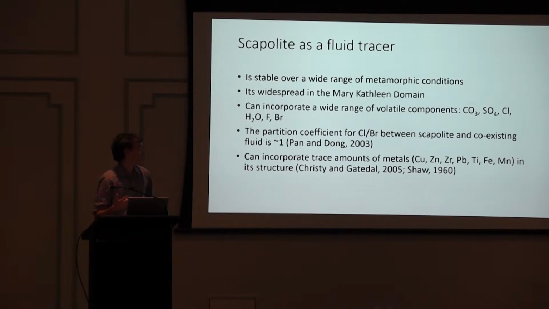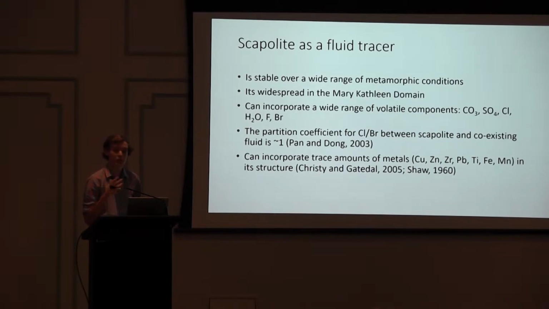Just before I get into the aims of the study, I want to talk about why we thought scapolite might be useful in a study like this. Scapolite is stable over a range of metamorphic conditions and is thus widespread across the Mary Kathleen Domain and the greater Mount Isa Inlier. It's capable of incorporating multiple volatile phases such as CO3, SO4 and chlorine, which have the potential to reflect different fluids. This next point: the partition coefficient for chlorine-bromine between scapolite and a coexisting fluid is approximately 1.